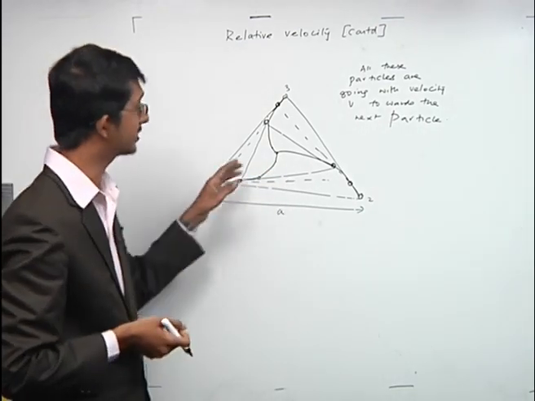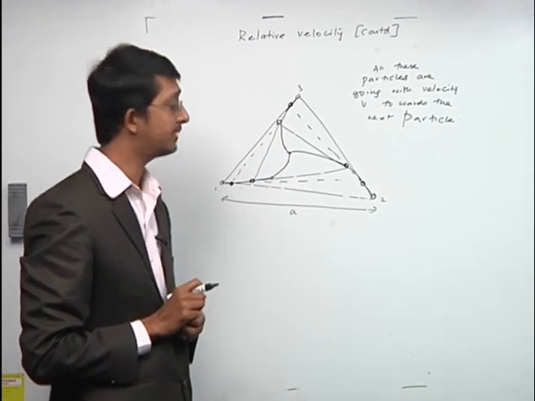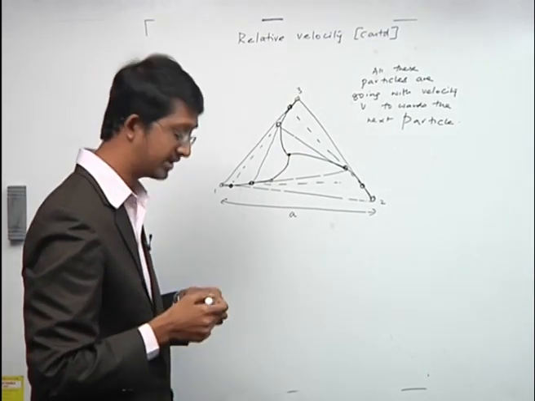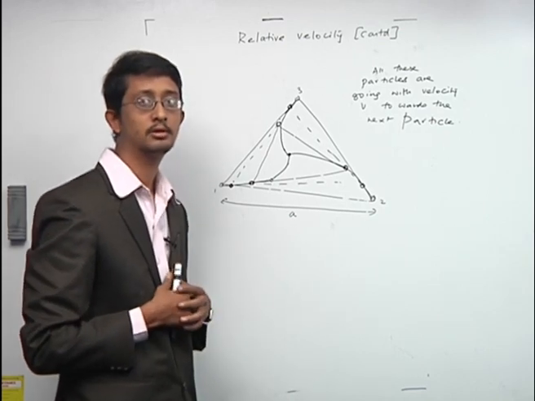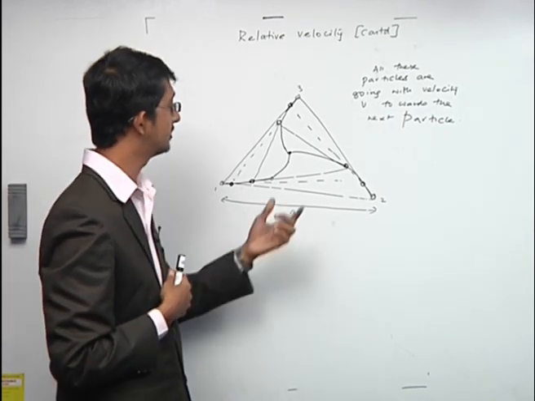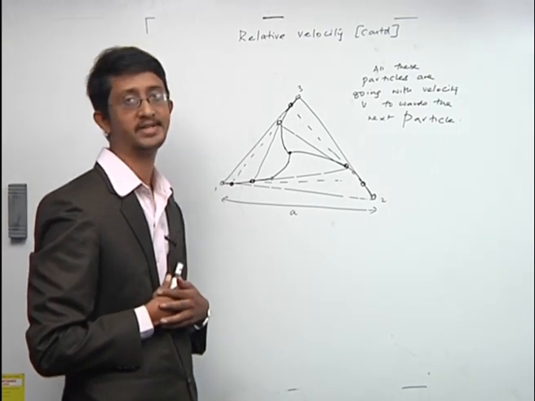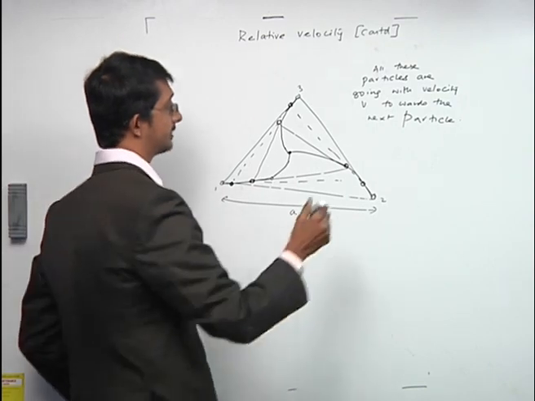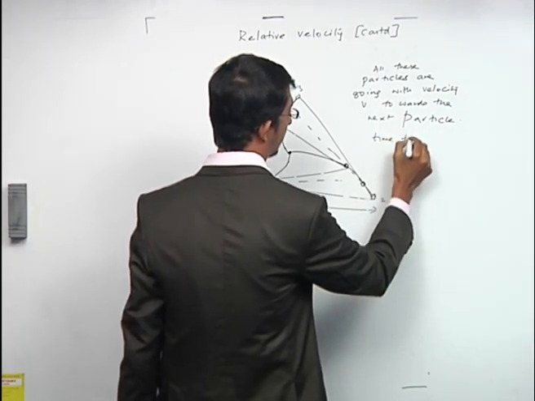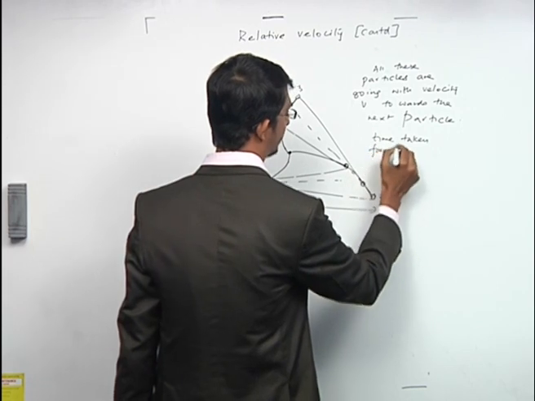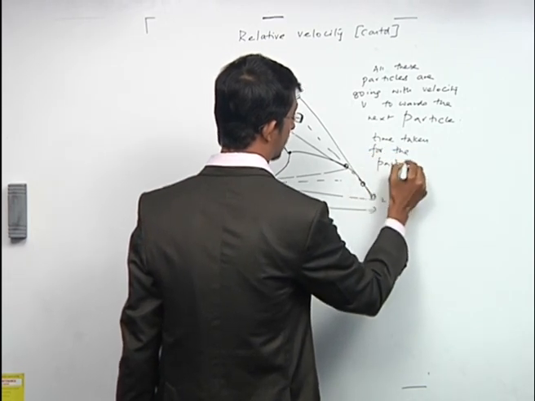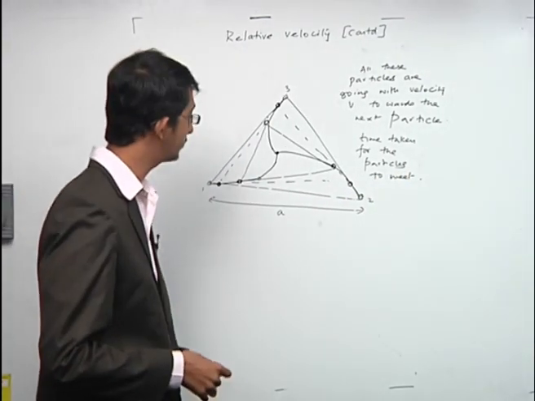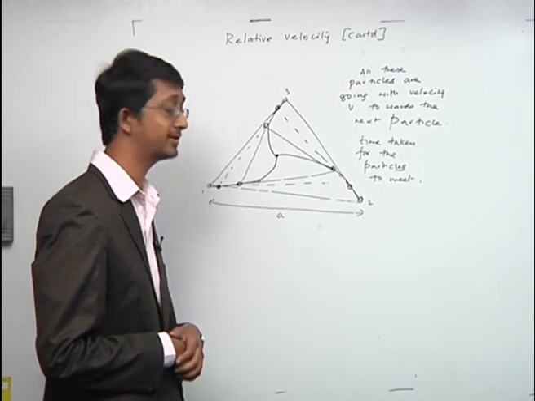That is the path in which they are trying to move. Ultimately, by symmetry, they would meet at the center. I can call that either centroid or circumcenter or orthocenter or incenter, because this is an equilateral triangle, all these four coincide. So they meet there. Now we have to find the time taken for the particles to meet. This is the question.